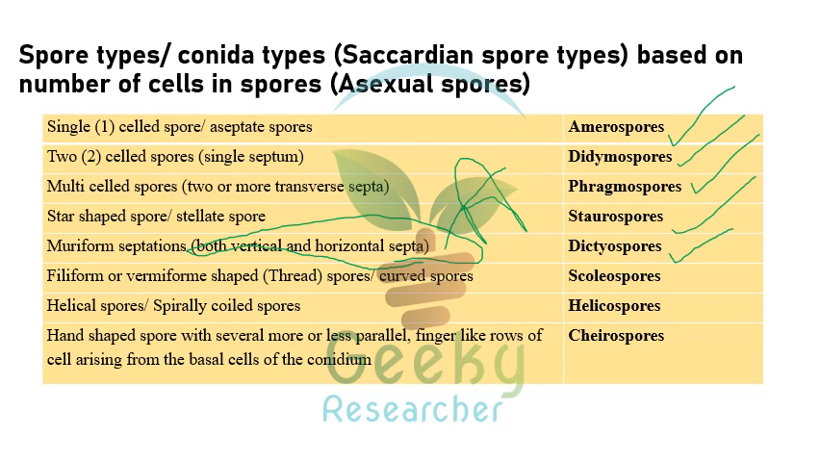Filiform or worm-shaped is scolecospore. Helical spore or spirally coiled spore is helicospore. That is scolecospore, sorry, that is scolecospore, that is helicospore. And a hand-shaped spore with several more or less parallel, finger-like parts is cheirospore.